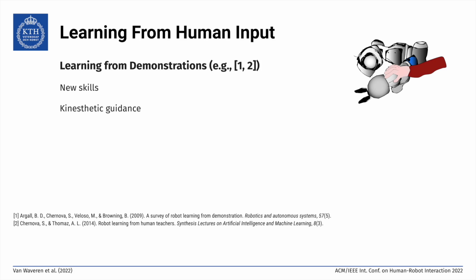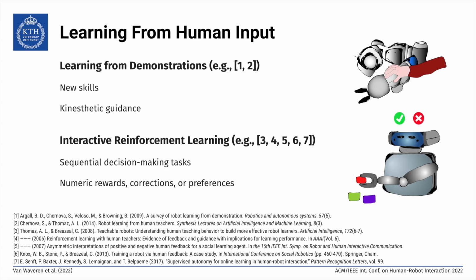Prior work has looked into intuitive ways for humans to teach robots. Learning from demonstration, for example, lets non-experts quickly teach robots new behaviors through kinesthetic guidance. Interactive reinforcement learning is used to teach robots sequential decision-making tasks, for example, using positive or negative rewards, corrections, or preferences. These works highlight the potential of human feedback in reinforcement learning, yet often require teachers to constantly monitor the entire training process. We instead query people only after the failure has occurred.